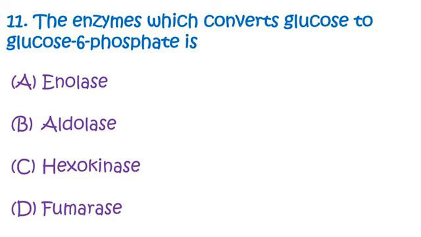Question number 11. The enzyme which converts glucose to glucose 6-phosphate. Options are option A enolase, option B aldolase, option C hexokinase and option D fumarase. And the correct answer is option C hexokinase. It is an enzyme that converts glucose to glucose 6-phosphate and then traps the glucose molecule inside the cell, and it then further goes for the process of glycolysis.